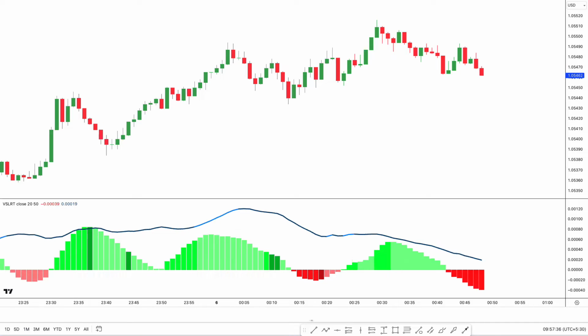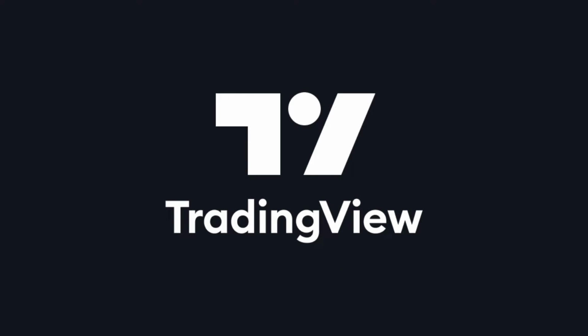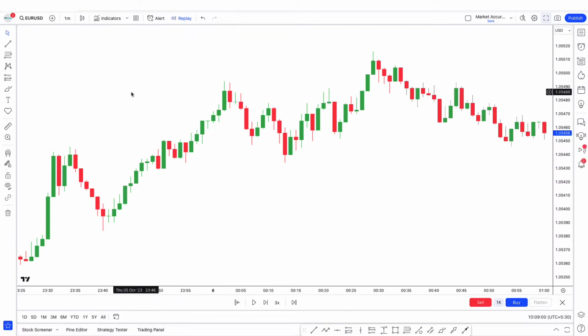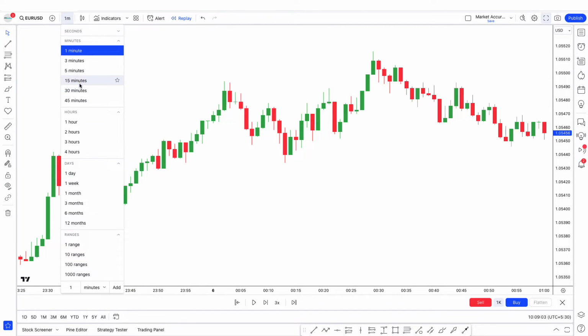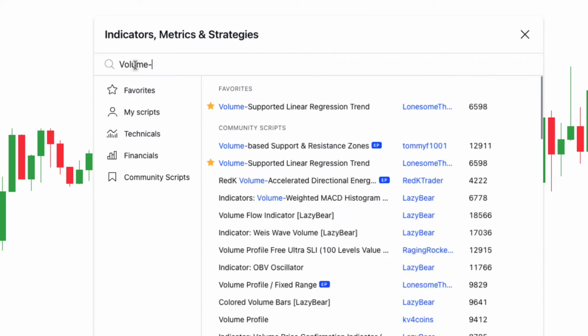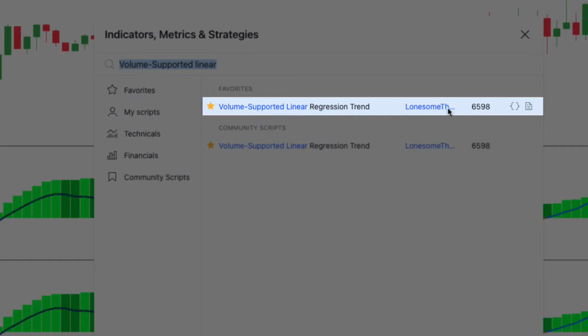Let's dive right into it and explore VSLRT, the Volume-Supported Linear Regression Trend. To add this indicator to your chart, you're going to go to TradingView, then load any trading security that you like. For me, I'm going to be using the 15-minute time frame of EUR/USD. Then click on Indicators, type in Volume-Supported Linear Regression, and it's going to be this one by Lonesome the Blue.